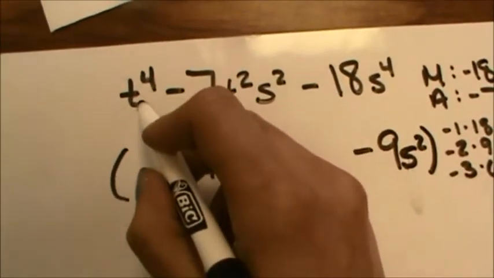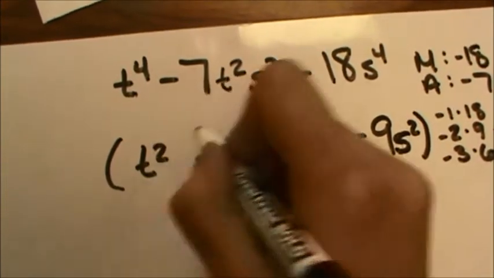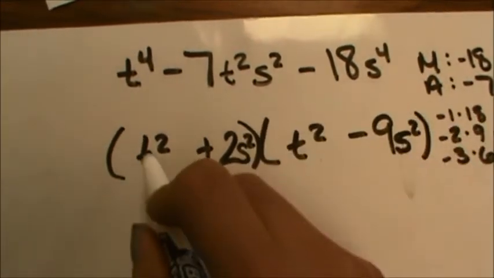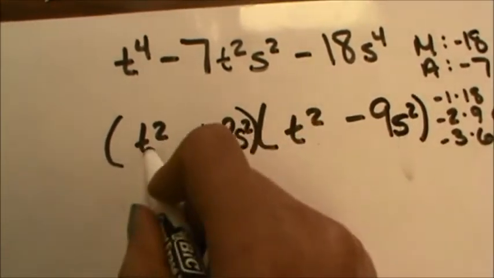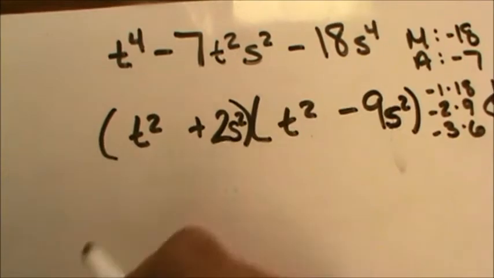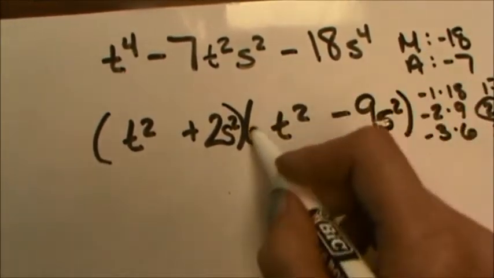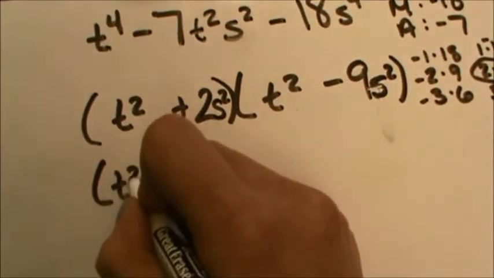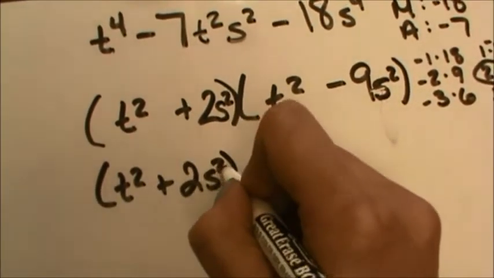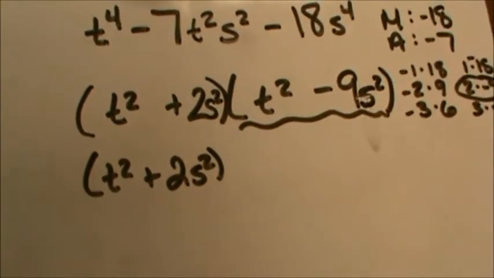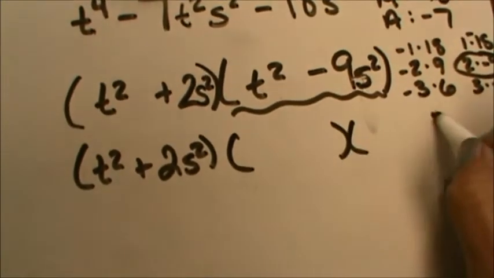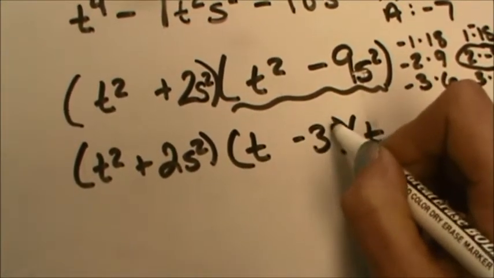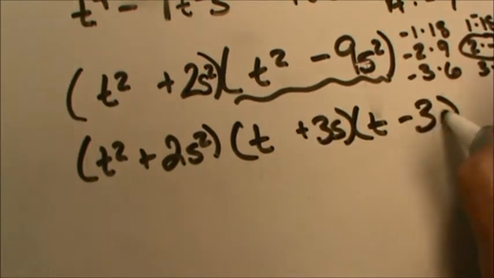What goes in front? I need to get a t to the fourth. That means this must be a t squared, and this must be a t squared. Check my two factors to see if anything else is factorable. There are two terms here, but there's not a difference, so it's definitely not DOS. This one, though, is DOS, difference of perfect squares. So I'm going to rewrite this factor, but this one gets the DOS rule. T minus 3s, minus 3s.